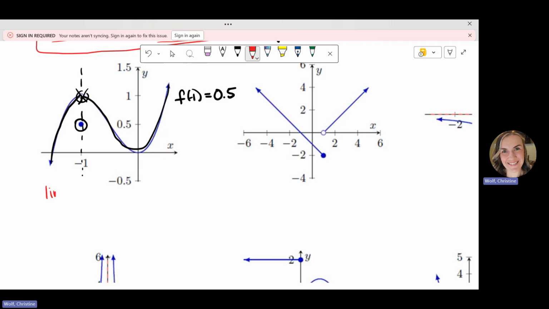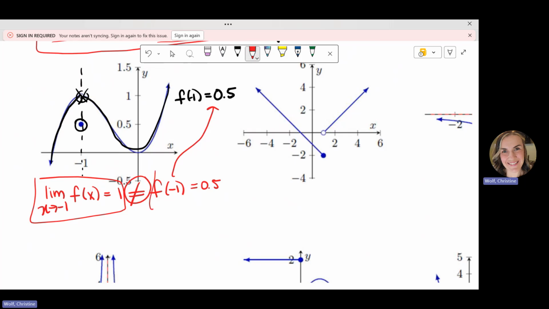When I checked the limit as x approaches -1 from both sides, it existed, and the answer was 1, but that is not equal to f at -1, because we discovered f at -1 equals 0.5. You can even finish this off and say it equals 0.5, but what's important is you checked the limit and you checked -1, and they are not equal to each other, so removable.